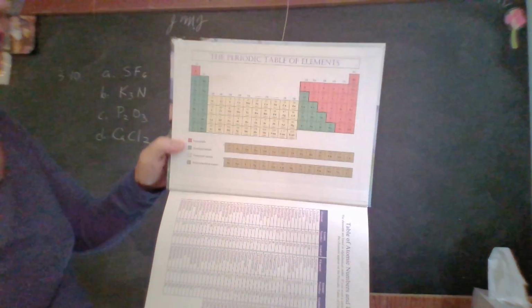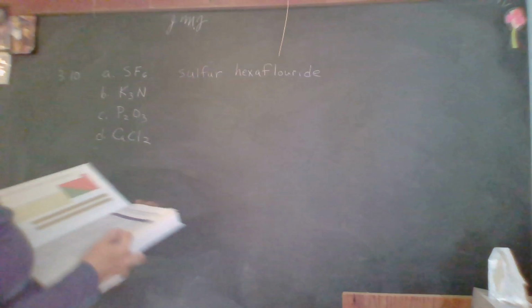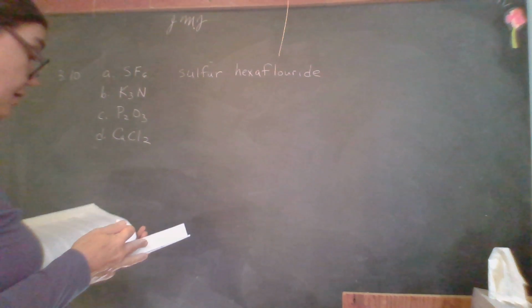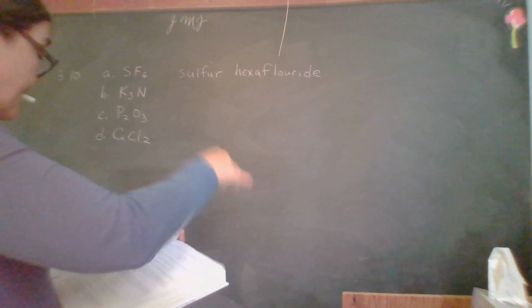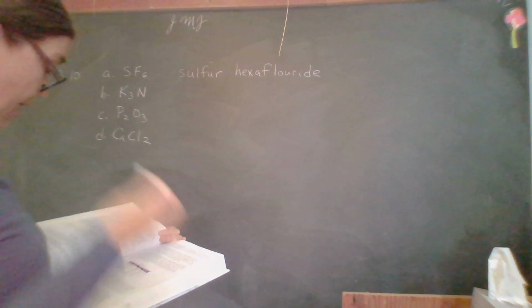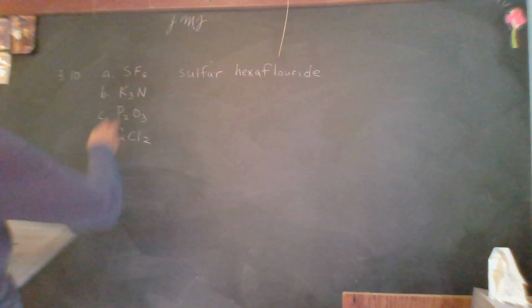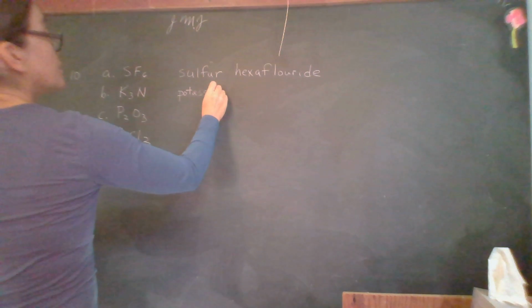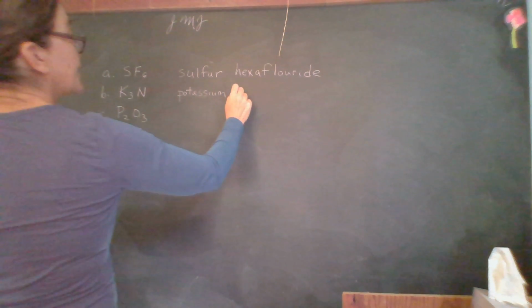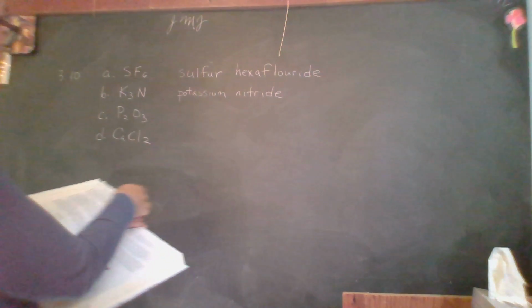So K3N. K again is potassium, which is a metal. It's over here. And N is nitrogen over here. So this is an ionic compound. And so the rules for ionic compounds tell me I start with the name of the first atom, and then I take the next and replace it with an "ide." So this is nitrogen. I'm going to call it nitride, potassium nitride.